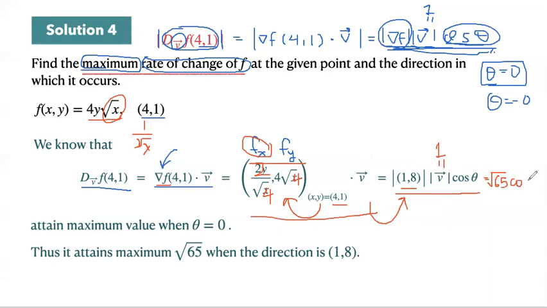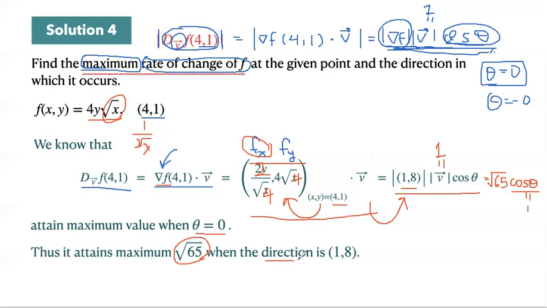Okay. And you know that cosine has the maximum when theta equals 0. So it has the maximum root 65 when cosine theta equals 1, right? If theta equals 0, then cosine theta equals 1, so we get the maximum, square root of 65.